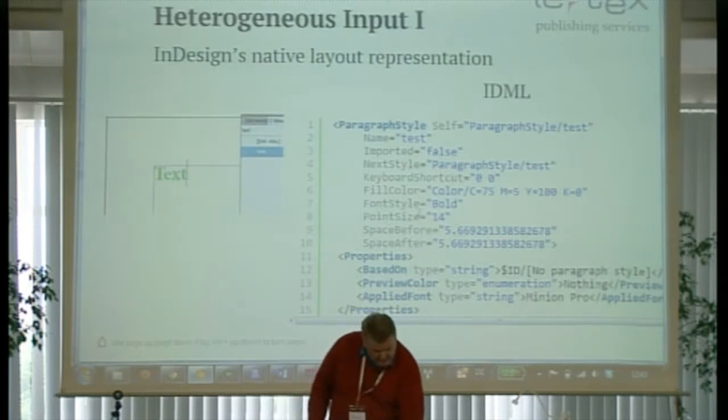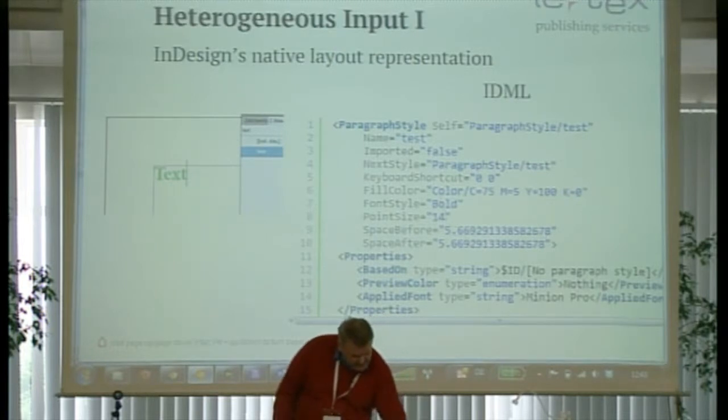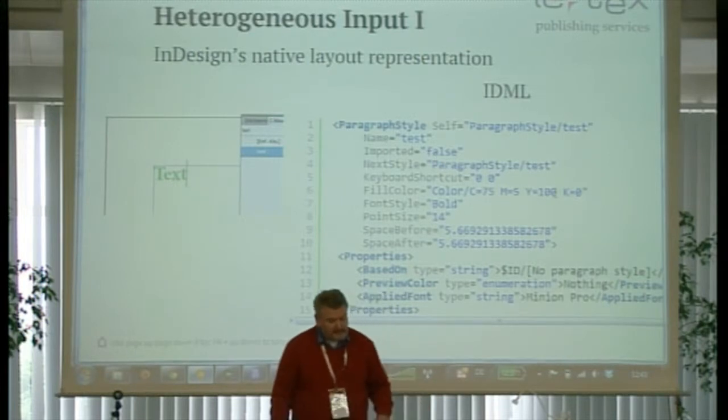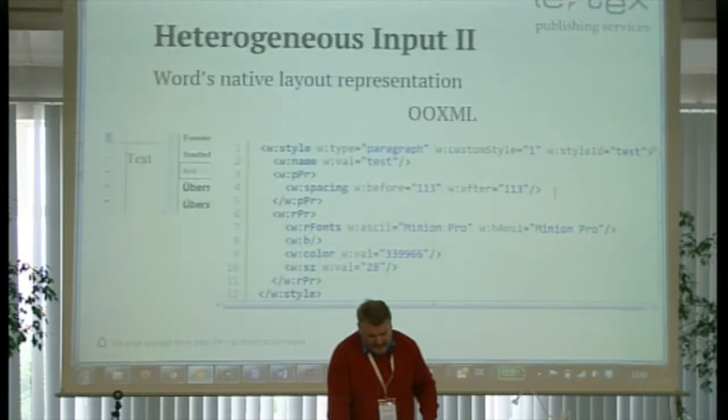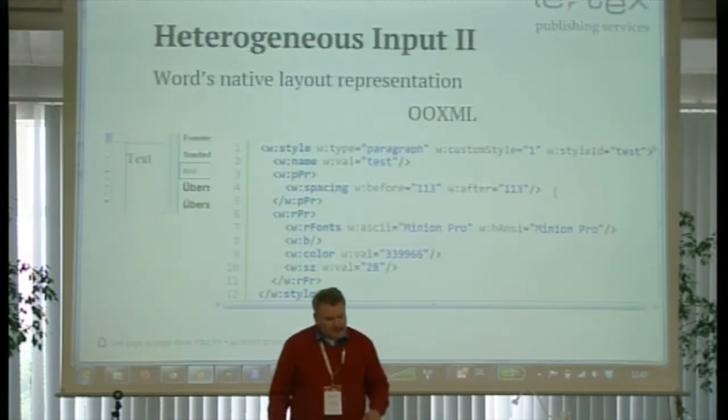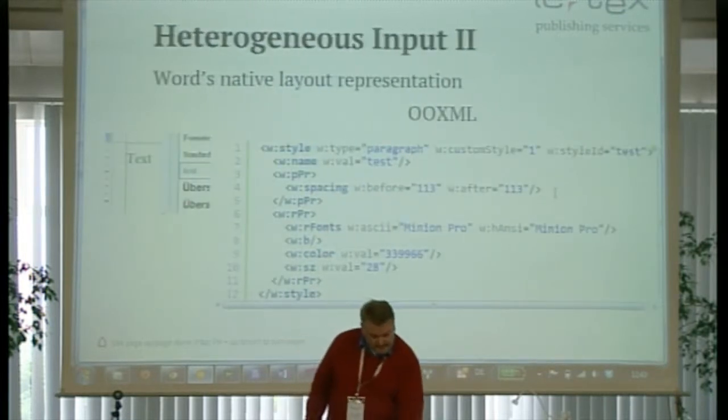We have some styled paragraph of text. It has 14 points, Minion Pro, and 2 millimeters, and InDesign's unit is point, space before and after, and the green color is a CMYK color in InDesign. So this is what we see in the IDML file, and a similar text as we see it in DocX.